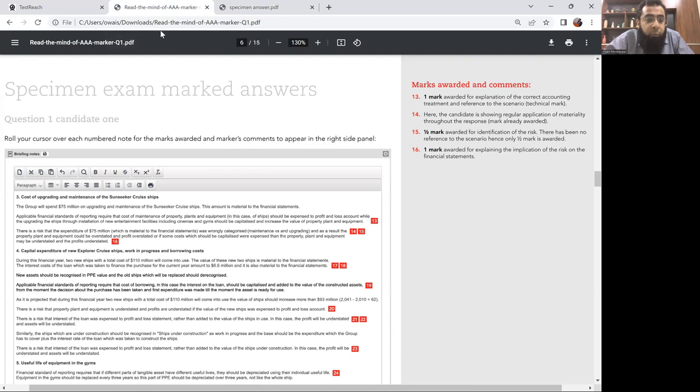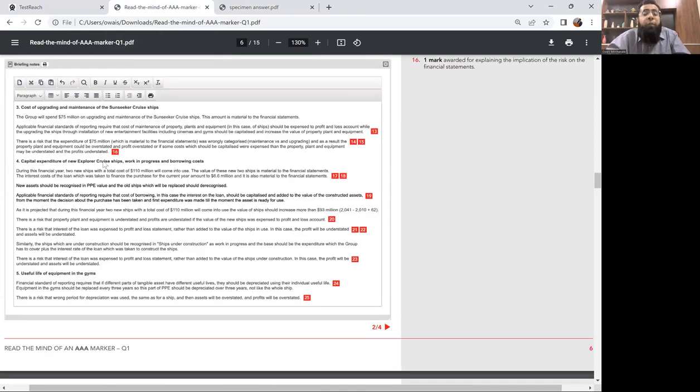Now, then he moved towards capital expenditure of new Explorer cruises, work in progress and borrowing cost. Okay, he didn't refer the risk relating to depreciation. He moved towards capital expenditure. He wrote the useful life of equipment in gym later on. Okay, because it is about prioritizing the risk.